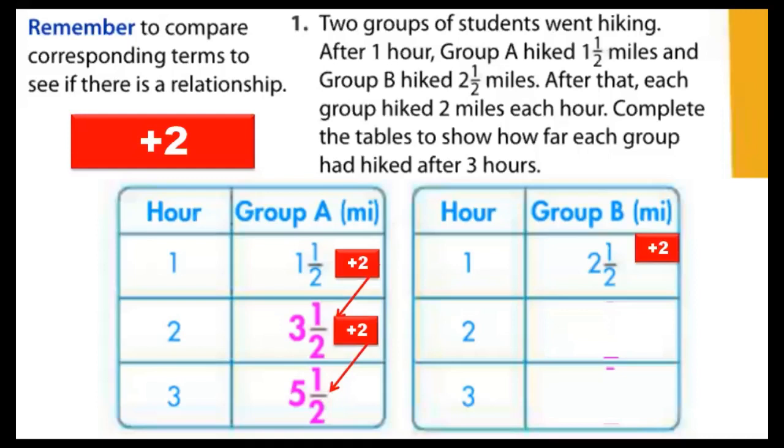2 plus 2 equals 4, and drop the half as it is. So 2.5 plus 2 will equal 4.5. Okay, we're going to do the same to get the third hour distance, the height. Just add both whole numbers and drop the fraction as it is. 4 plus 2 equals 6, and drop the half. So the distance here will be 6.5. You can fill the table.